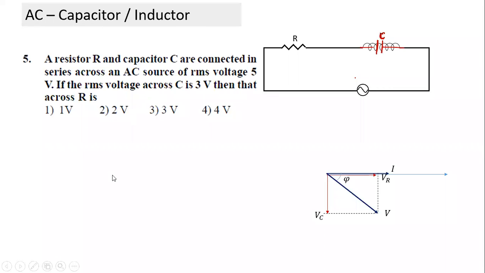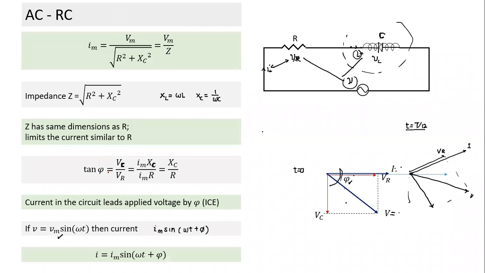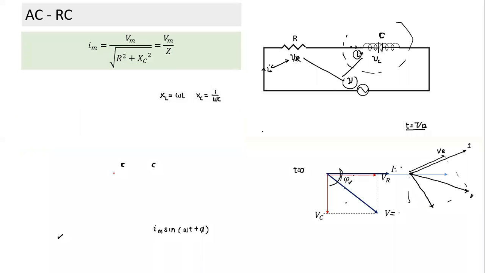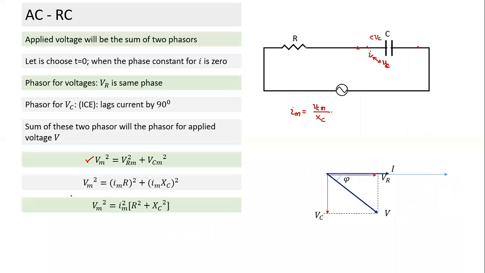How do we find this? The RMS value of the source is 5. The RMS value across C is 3. What do we have to find? The VR RMS value. All are RMS values. We find this from the phasor diagram. How are these three related? We have done that previously. This is how amplitudes are related.